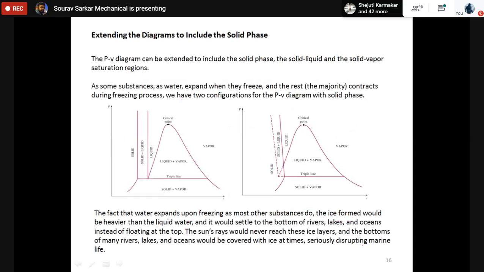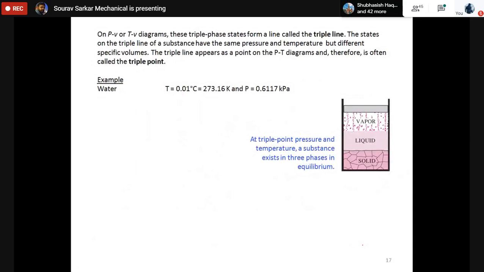So if I tell you the definition of triple line: on a PV or TV diagram, this triple phase state line is called the triple line. The states on the triple line of a substance have the same pressure, the same temperature, but different specific volume. What does different specific volume mean? It is trying to say that the vapor has a different specific volume, and the liquid has a different specific volume. So there are multiple phases existing at the same time.